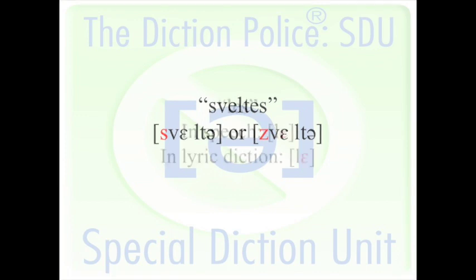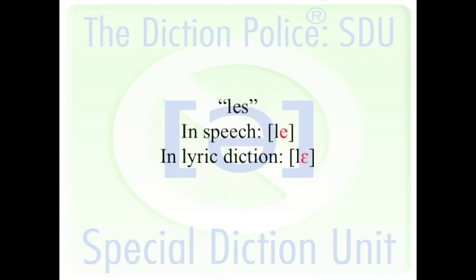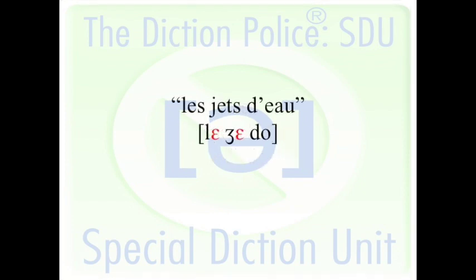And the other diction point I wanted to make is these open articles, les, like les oiseaux, the plural article in French. The thing to note is that in spoken French, they have become a closed vowel. So les oiseaux. In proper lyric diction and theatrical French, they have to be an open vowel. Les oiseaux. So when we have je, they should be the same vowel: les, je, les jets d'eau. You stay on that open e.